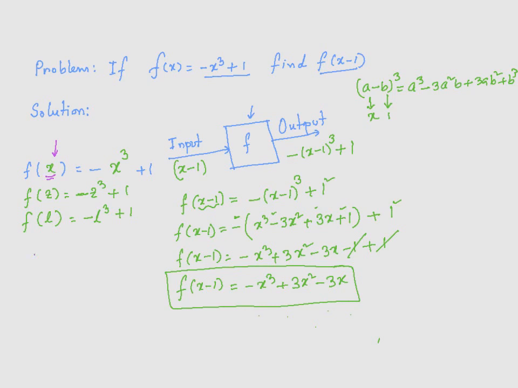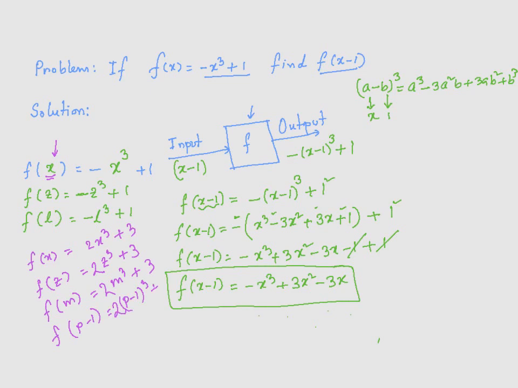Okay, so if I were to give you f of x is equal to 2x cubed plus 3, and I were to change the input to z, it's going to take the input z, cube it, multiply it by 2 and add 3 to it. If I were to give it an input m, it's going to take the input m, cube it, multiply it by 2 and add 3. If I were to give it p minus 1 as an input, it's going to take the input p minus 1, cube it, multiply it by 2 and add 3 to it.